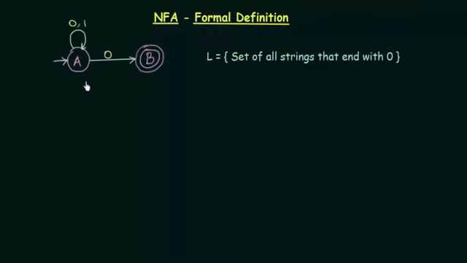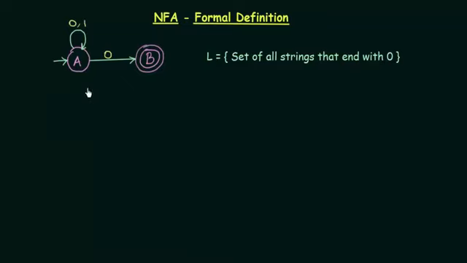Okay, so here we have the example of NFA, and what is this NFA? It is actually a machine which accepts the set of all strings that end with 0. And how do we know that? If we look at this, we see that on getting 0, it comes to B, which is the final state represented by double circles. So we know that it is the set of all strings that end with 0 that is accepted by this NFA.